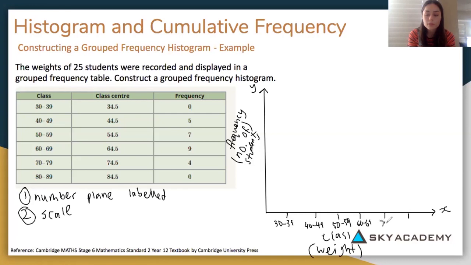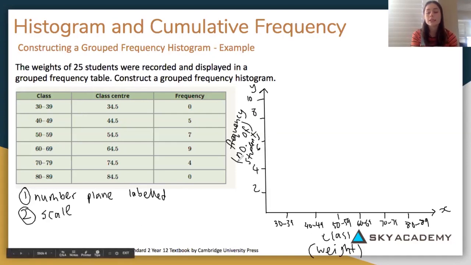And then we can do our y-axis scale, which is our frequency, or the number of students who weigh this much. We have from 0 to 9. So I'm just going to go up by 2s to 10. That's going to be my scale. So 2, 4, 6, 8, 10. So now we've got our scales on our y and x axis. We can now draw the boxes.